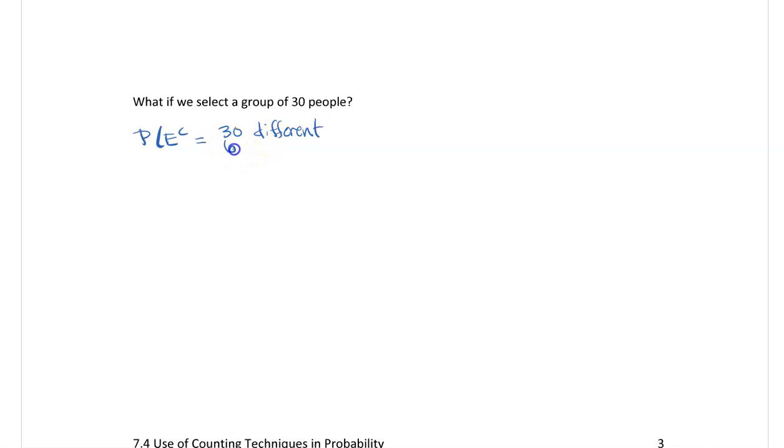Probability of 30 different birthdays. Well, what we had above was a permutation, right? It was 365 times 364 times 363 and so on. So that's just the permutation, and in this case, it's the permutation of 365 taken 30 at a time, because we've got 30 people and we want them all to have different birthdays, out of 365 to the 30th power total ways of having birthdays.